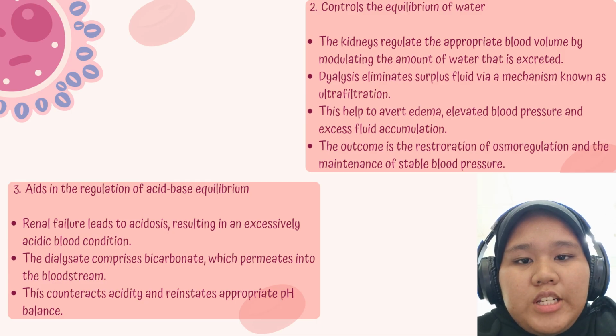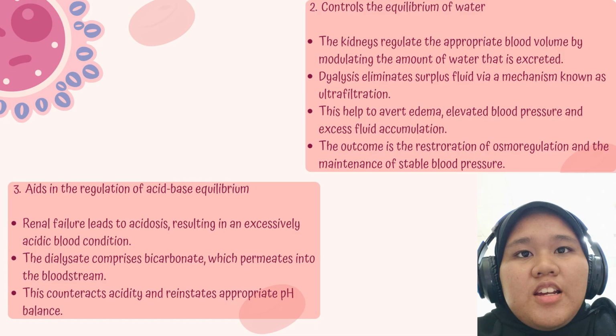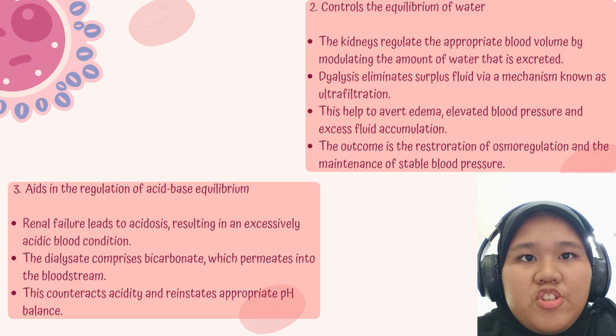Dialysis also plays an important role in balancing acids and bases in the body. In kidney failure, the body often becomes too acidic. This condition is called acidosis. Dialysis helps correct this by using a special fluid called dialysate, which contains bicarbonate. Bicarbonate moves into the bloodstream during dialysis and neutralizes the excess acid. This helps bring the blood pH back to a healthy, stable level.